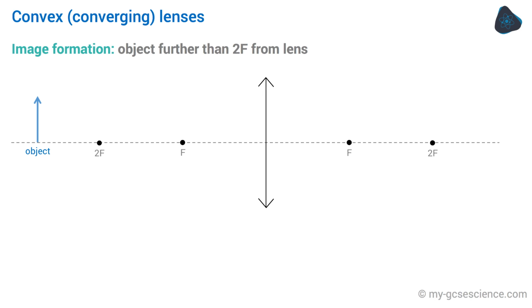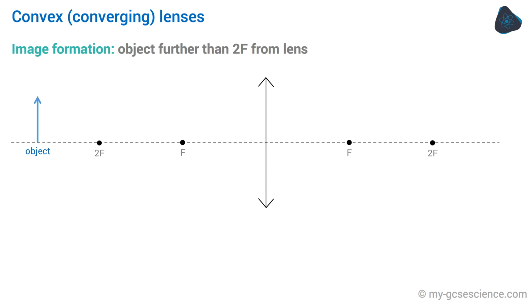By drawing 2 or more light rays from the top of the arrow which represents our object, we'll be able to work out where the other end of the image will be, which will give us the size and location of the image. It's essential that you learn how to draw each of these light rays from the object, as this is something which you could be asked to do in your exam.